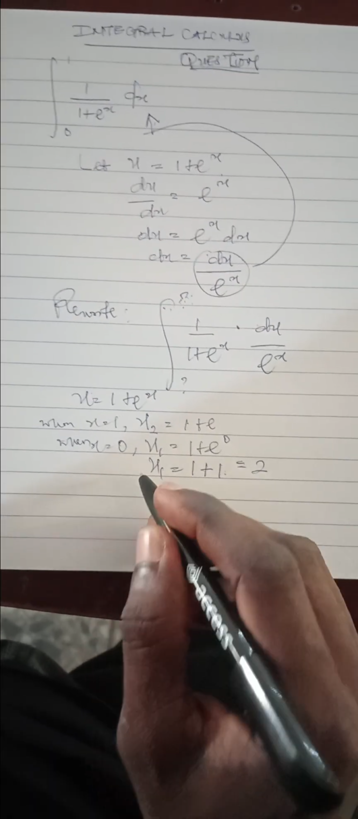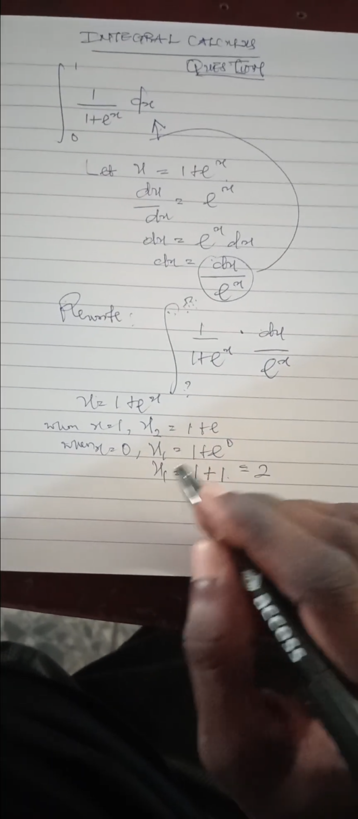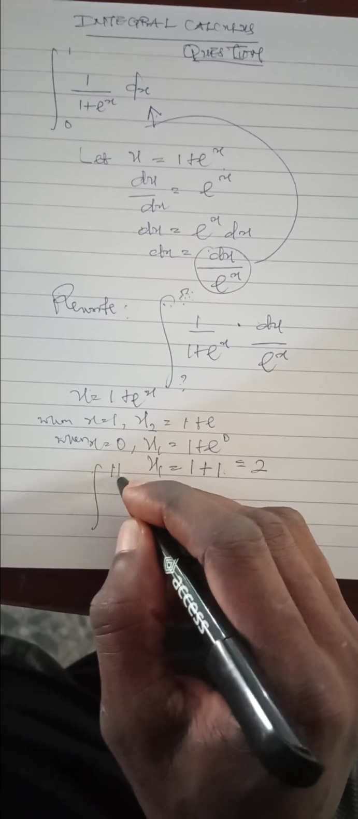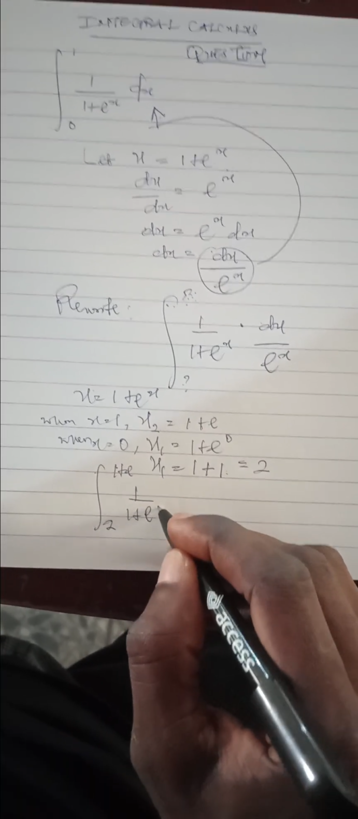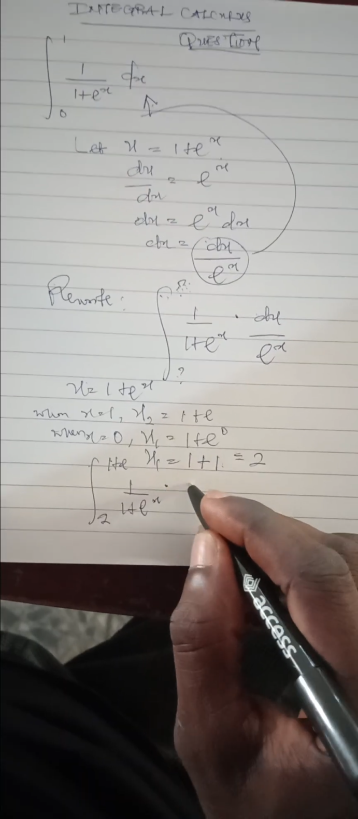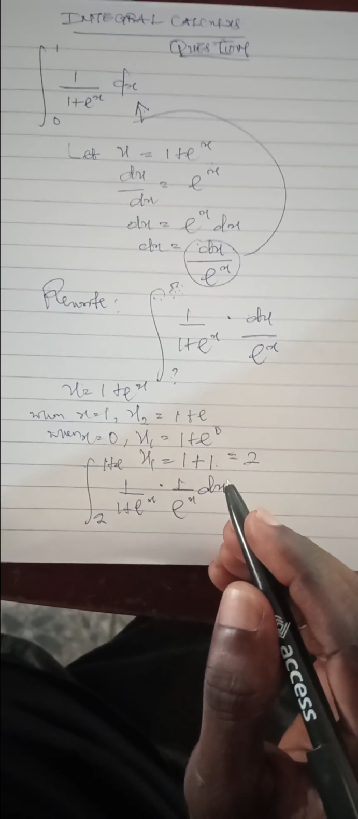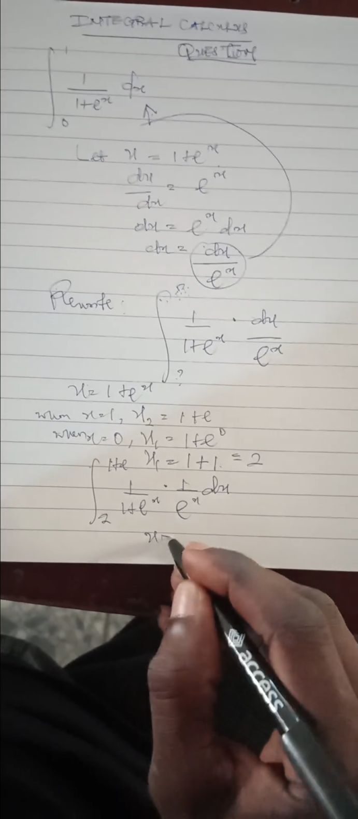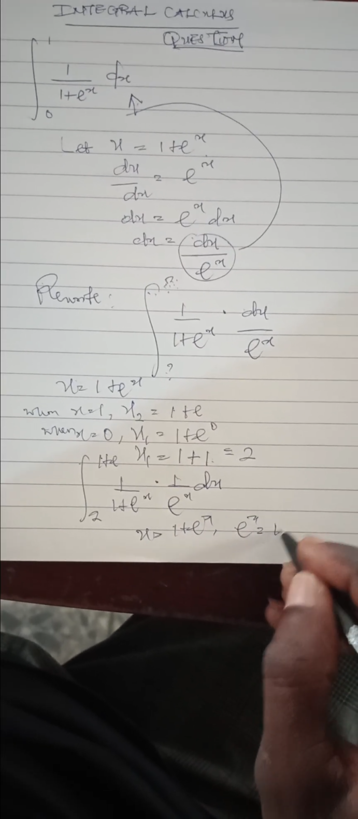You get it now. So if you now want to rewrite, our upper limit here and lower limit here will now be what? It will now be 1 plus e and 2. So we have the integral from 2 to 1 plus e of 1 over 1 plus exponential x, then multiplied by 1 over exponential x du. Can you see now? I've already split it. So here we know that u equals 1 plus exponential x, and then exponential x equals u minus 1. You get it now. So we are going somewhere.